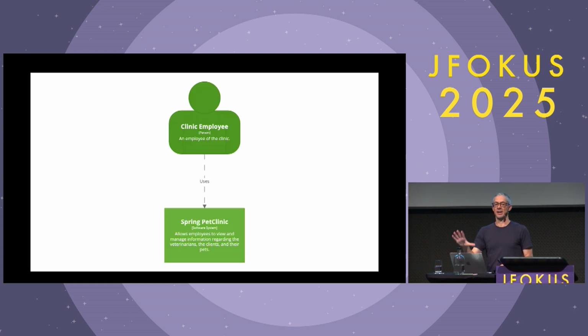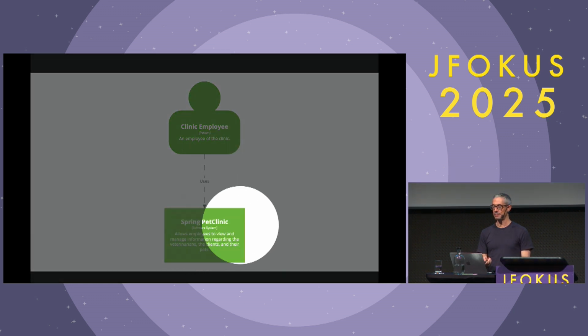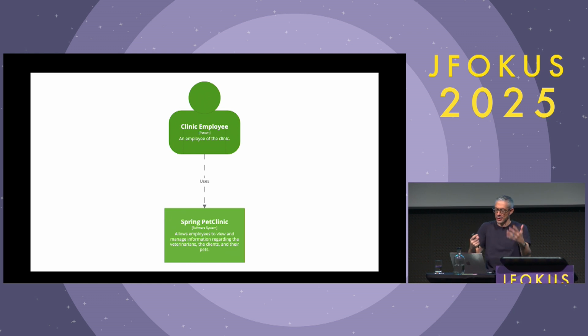So this is my example diagram to describe the Spring Pet Clinic system. So this box here is the system. That's the thing produced by the Spring team. And if you dig around the code and you dig around the documentation and the presentations, basically there's this one type of user. It's an employee of this mythical clinic, and they use the Spring Pet Clinic system to do a bunch of stuff. So that's my system context diagram. It's showing you the context around the Spring Pet Clinic system.